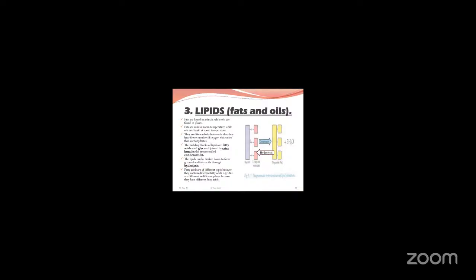In an exam you can get a question asking you to distinguish or differentiate between fats and oils. So you draw a table and on one side you write fats, on the other side you write oils. On the side where you have written fats, you say fats are solid at room temperature, while oils are liquid at room temperature. The other difference would be fats are found in animals, while oils are found in plants.